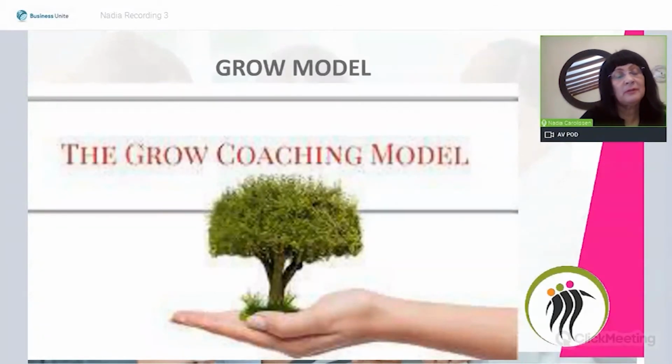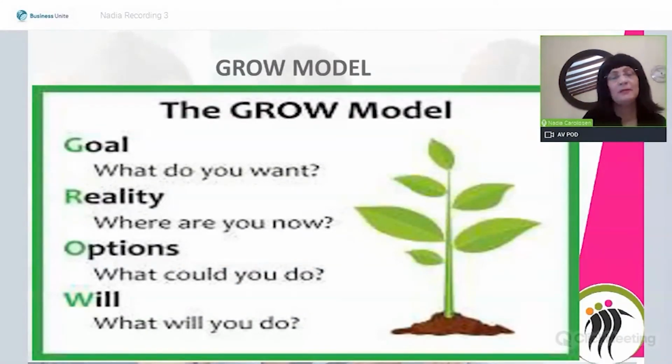The GROW model, and there's an example, and maybe I'm not going to talk about that, but you as the mentor have the mentee in your hand, that helping hand, that nurturing hand, that hand to help that little small plant grow and develop. And this is what mentoring is all about.